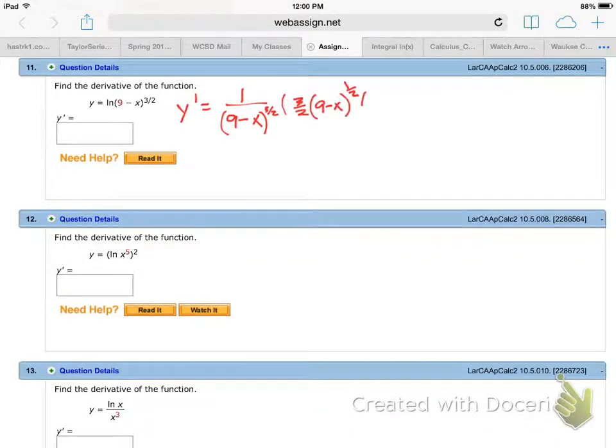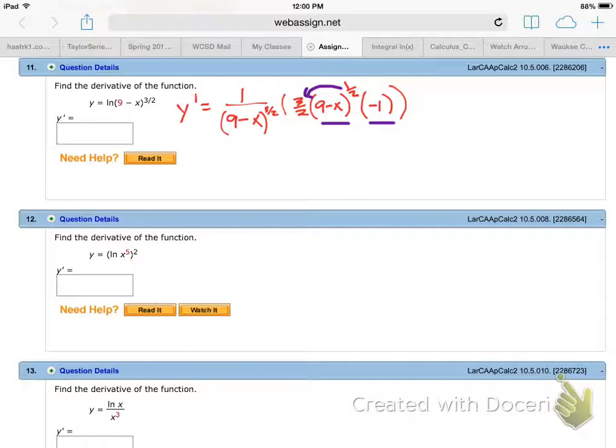You know, the function can get more complicated, but the rules don't change. The log of 9 minus x to the 3 halves, I do 1 over that times the derivative of 9 minus x to the 3 halves. And that's a chain rule. So you bring the power out front, subtract 1, leave the inside untouched. That's 9 minus x. Then you take the derivative of 9 minus x, which is negative 1.